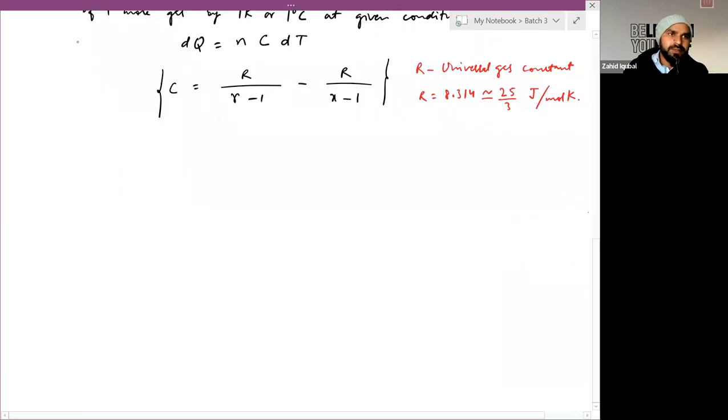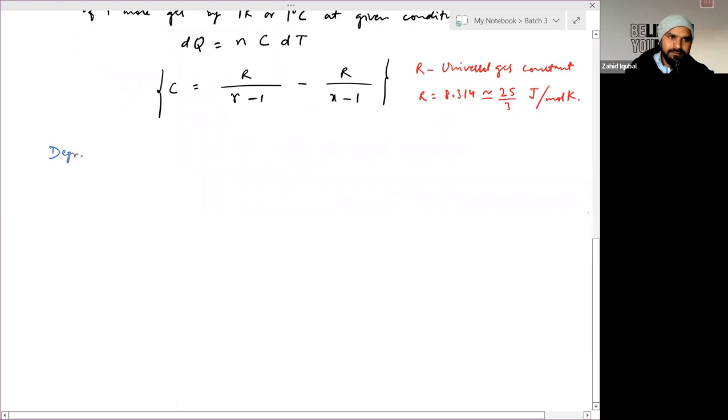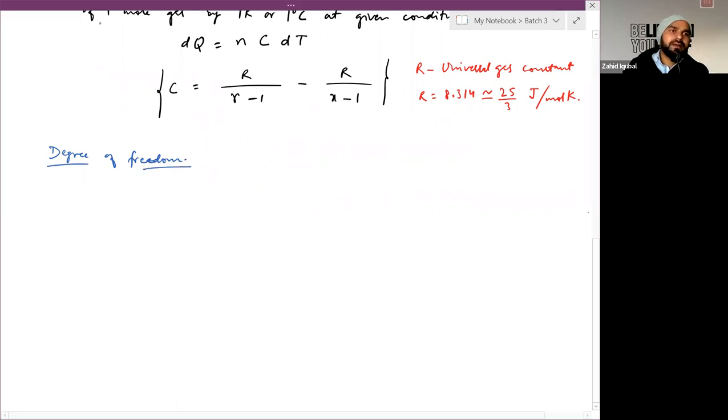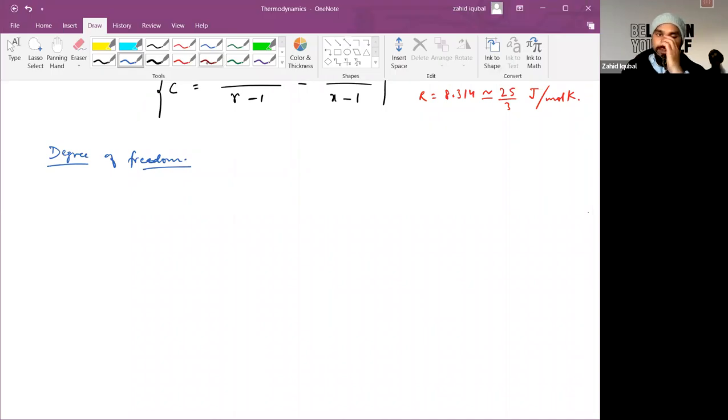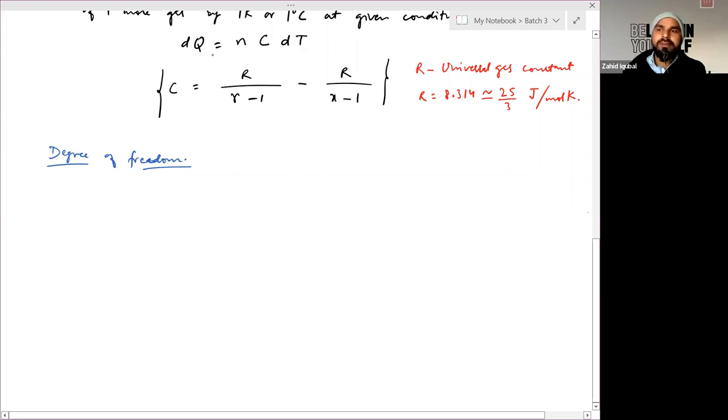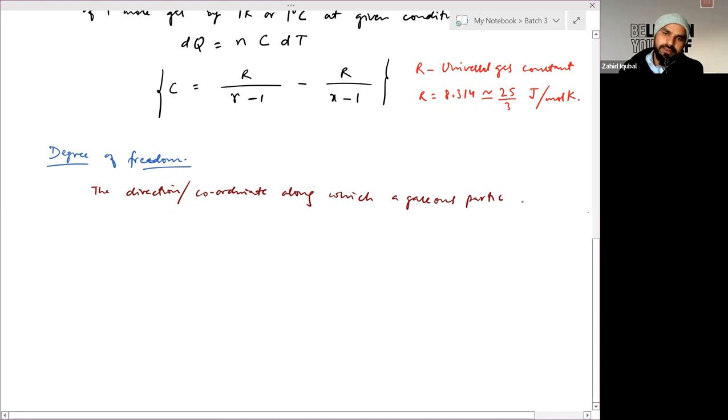Now, the next part is gamma. To define this gamma, let me explain degree of freedom. Degree of freedom simply states all the directions or coordinates in which a gas may contain energy. So the direction or coordinate along which a gaseous particle or molecule may contain energy is called degree of freedom.